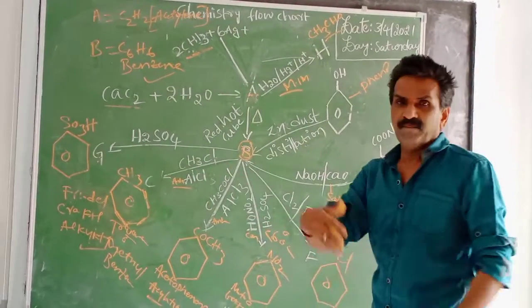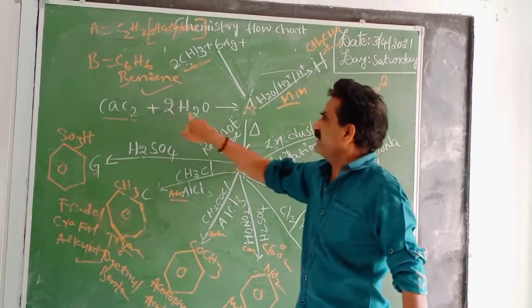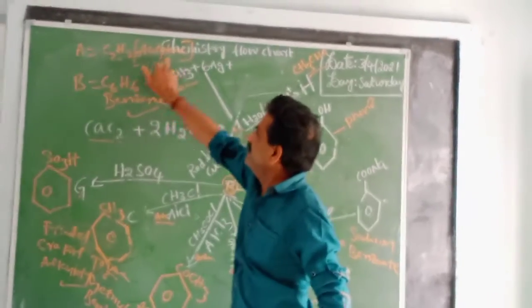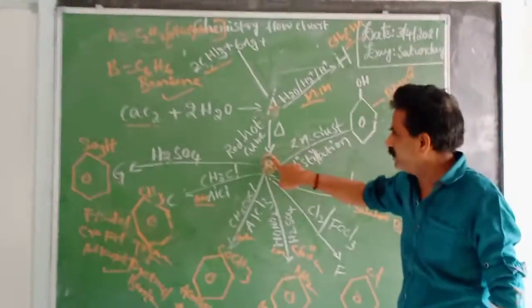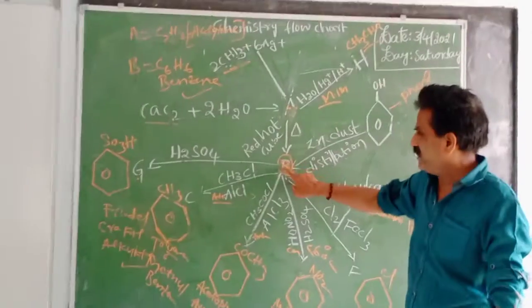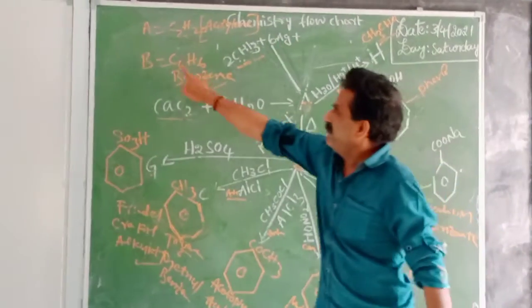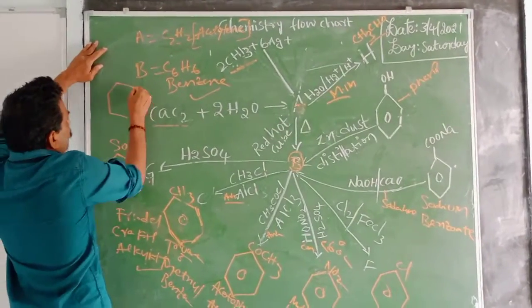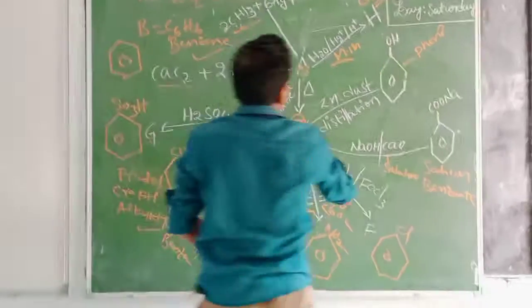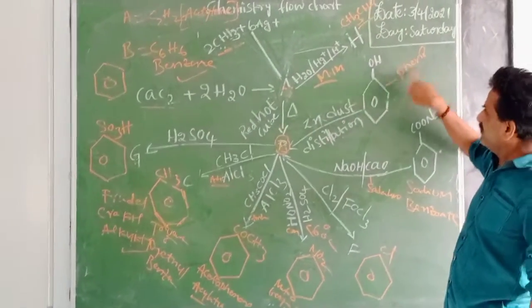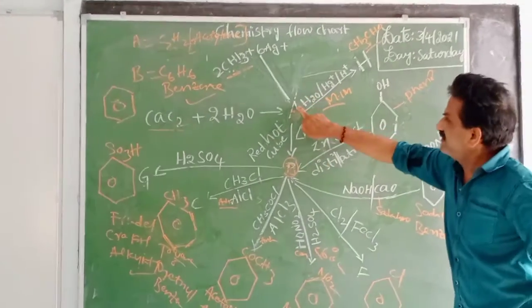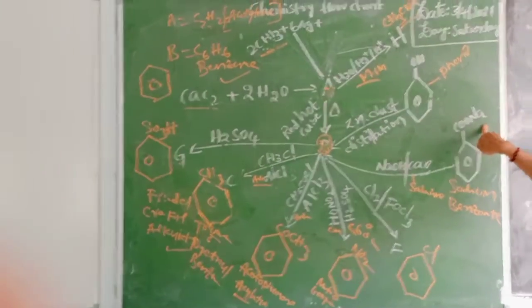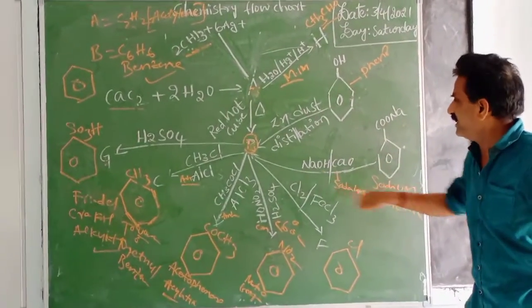Let me repeat once again. Be ready. Calcium carbide reacts with water, we get acetylene, C2H2. Acetylene passing through a red hot tube, delta, gives benzene, C6H6. How do you prepare benzene? Phenol reacts with zinc dust, we get benzene. Acetylene passing through a red hot tube, we get benzene. Sodium benzoate reacts with soda lime, we get benzene. Okay.